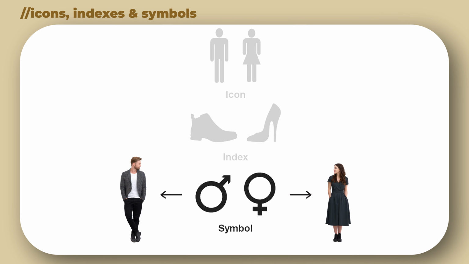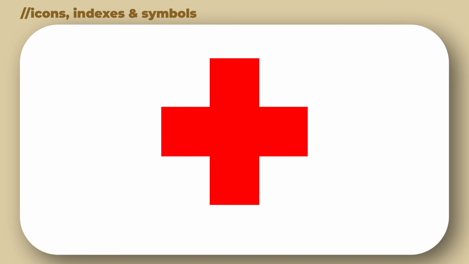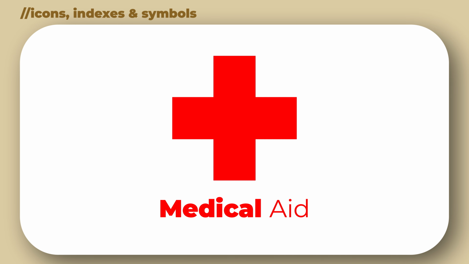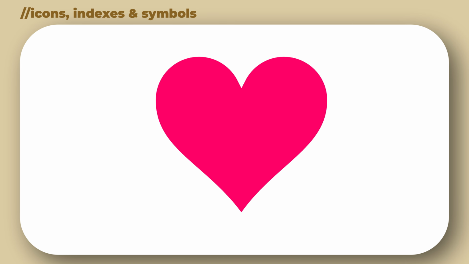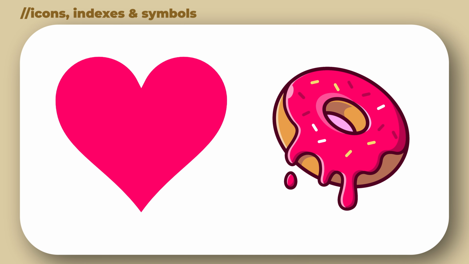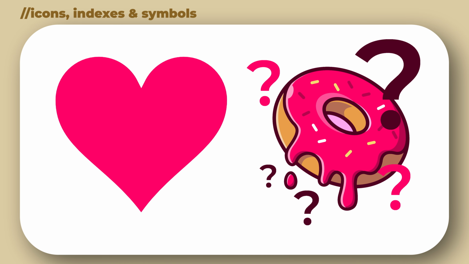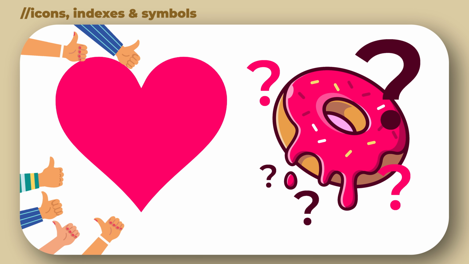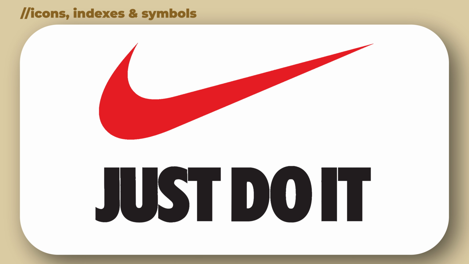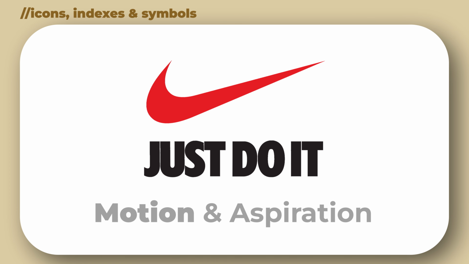Symbols are trickier. Their meaning is abstract and cultural. A red cross means medical aid, but nothing in its shape says hospital. A heart means love, but not a pink donut. Why? Only because culture agreed on it. The Nike swoosh is just a curved line, yet globally it signals motion and aspiration.